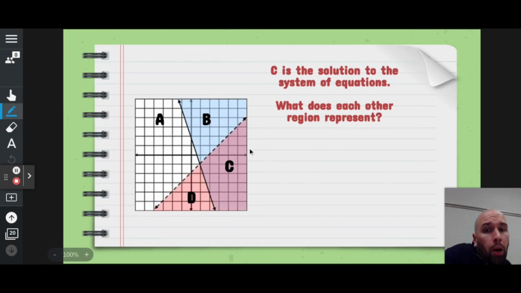And I like problem 20 because we're done. C is the solution to the system of inequalities. Bad job by me creating this problem. So that's the solution. What does each other region represent? Okay. D is a solution to this inequality. B is a solution to this inequality. And A is a solution to neither.